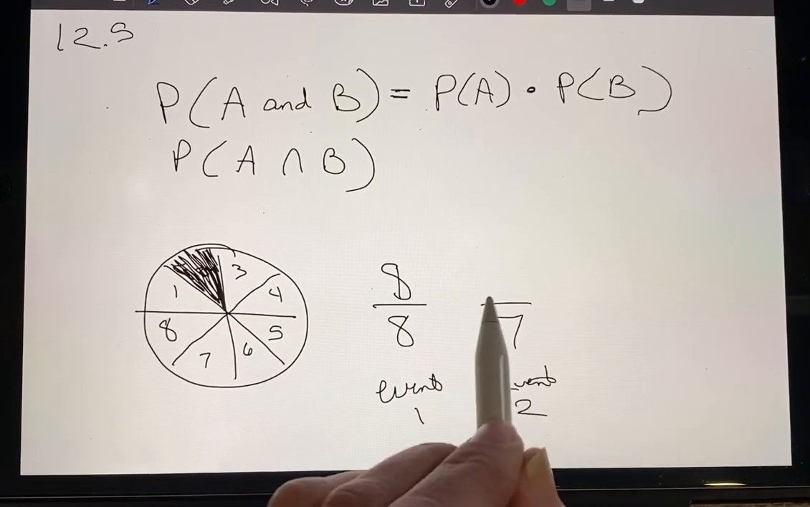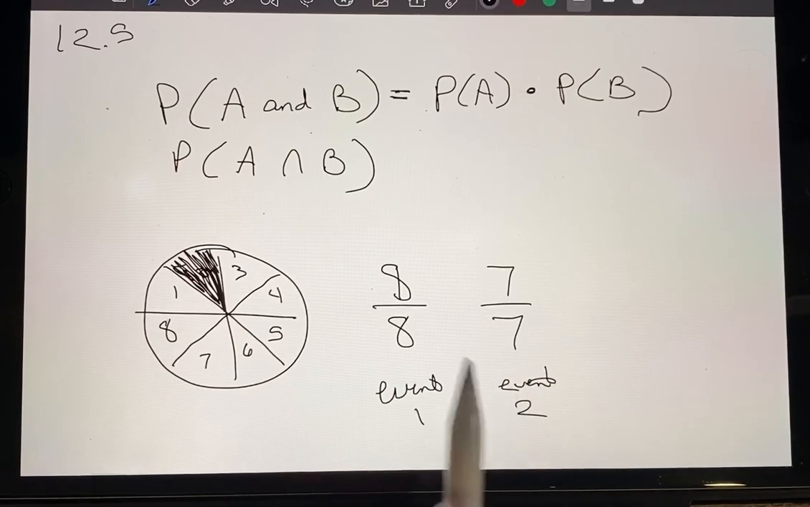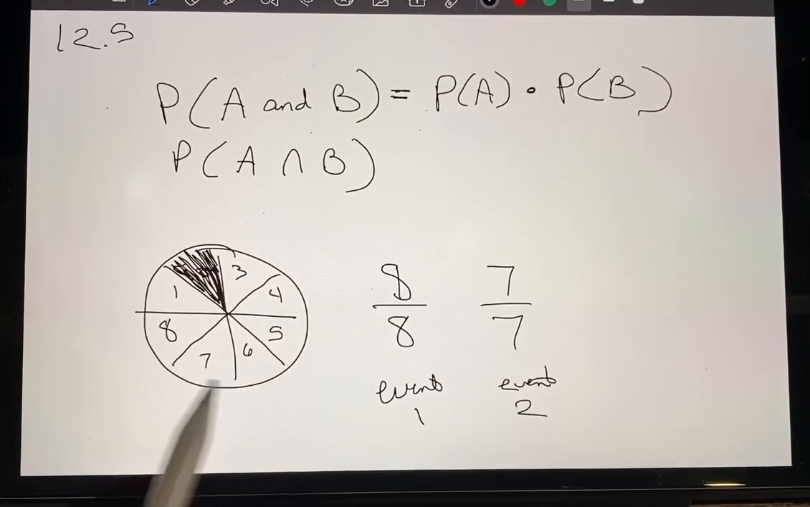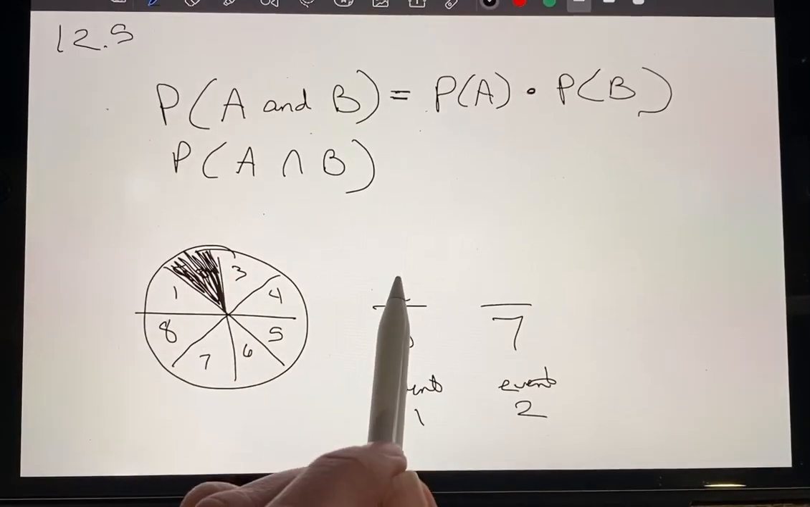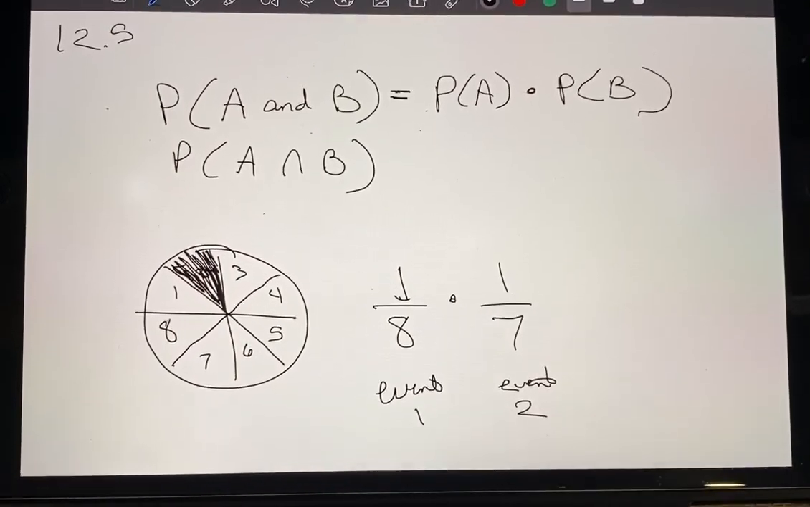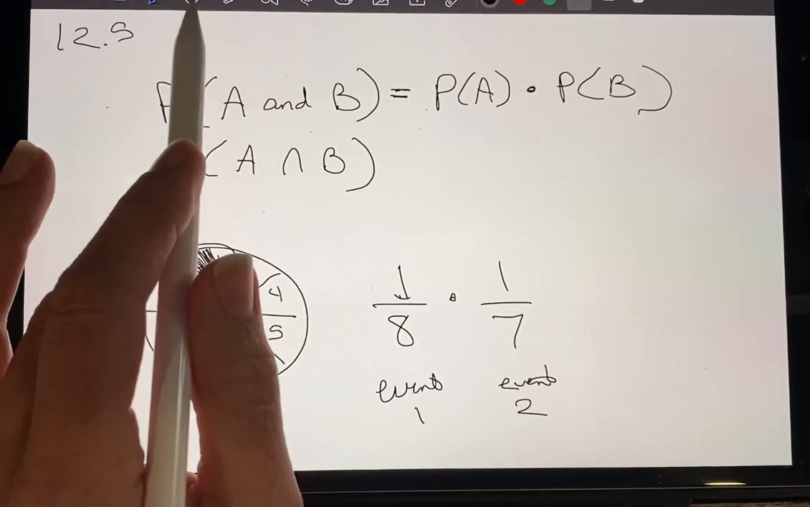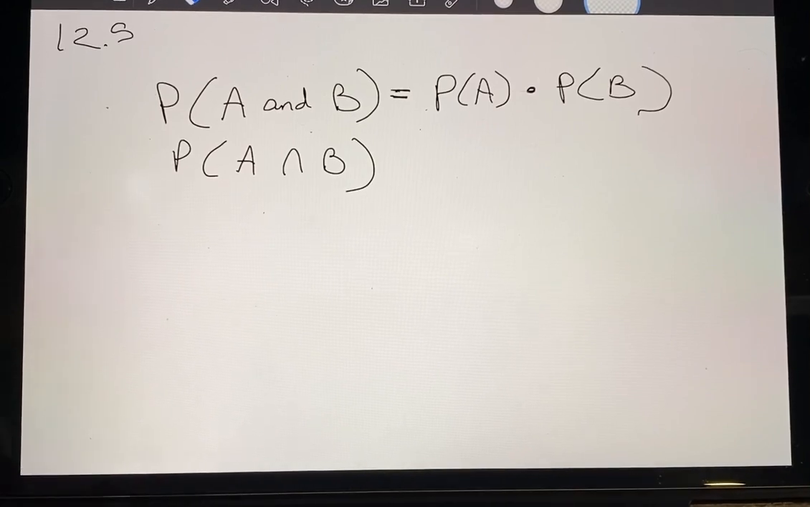So these are dependent events. You can only have 7 out of 7 different choices there. If you would pick 1, I'm going to get 1 out of the 8. You're going to get 1 out of the 7 that are there. We've got a dependent event. So think about whether or not the event, what happens first, has an effect on what happens afterwards.